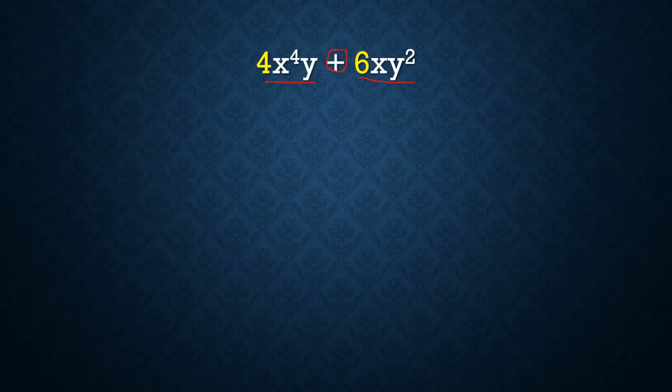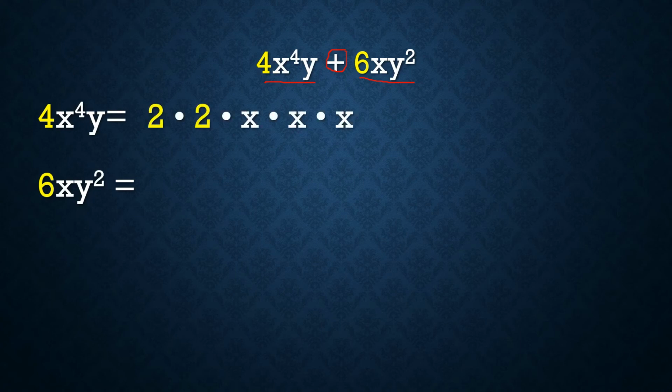So, let's separate the two: 4x raised to 4th power y, and then 6xy squared. First, let's list down the factors of the first term. We have 2 times 2 times x times x times x times x times y. Two 2s, because 2 times 2 is 4, and then four x's and one y.